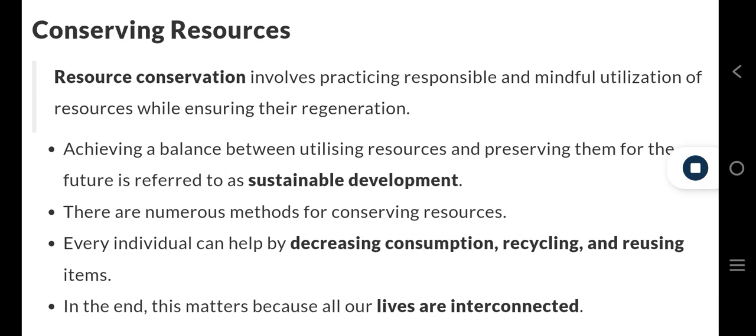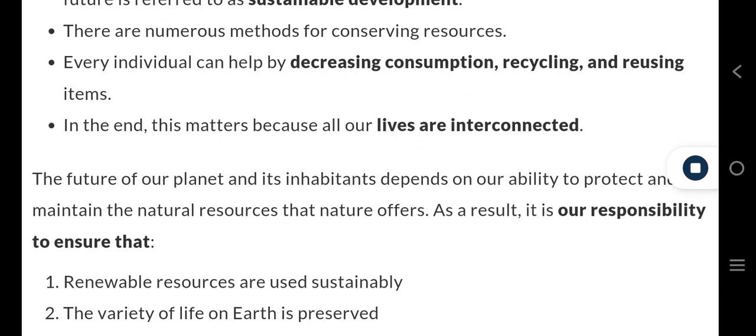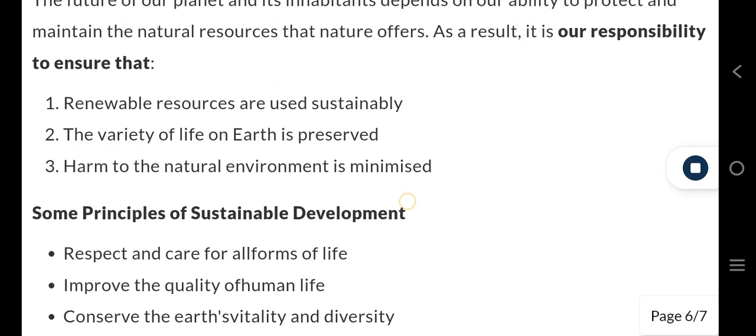Conserving resources. Resource conservation involves practicing responsible and mindful utilization of resources while ensuring their regeneration. Achieving a balance between utilizing resources and preserving them for the future is referred to as sustainable development. There are numerous methods for conserving resources. Every individual can help by decreasing consumption, recycling, and reusing items. In the end, this matters because all our lives are interconnected. The future of our planet and its inhabitants depends on our ability to protect and maintain the natural resources that nature offers.